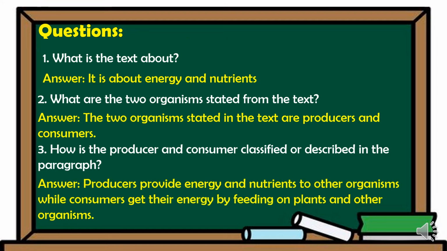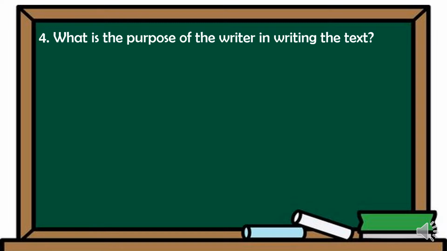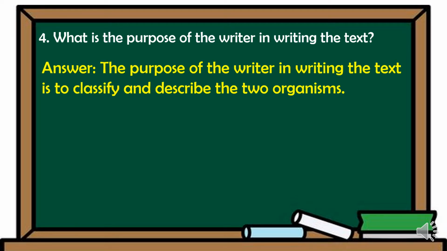Answer. Producers provide energy and nutrients to other organisms while consumers get their energy by feeding on plants and other organisms. And number 4 question. What is the purpose of the writer in writing the text? Answer. The purpose of the writer in writing the text is to classify and describe the two organisms.